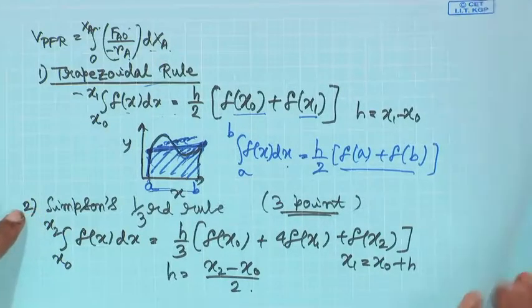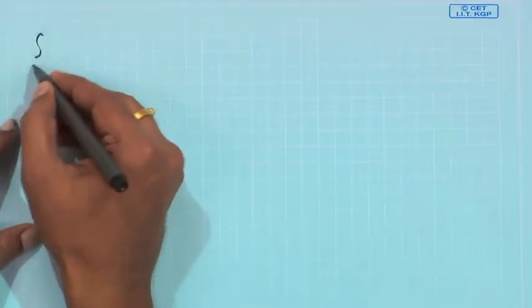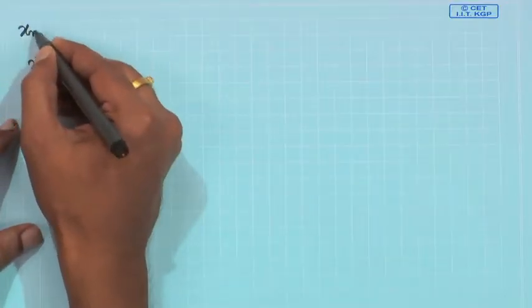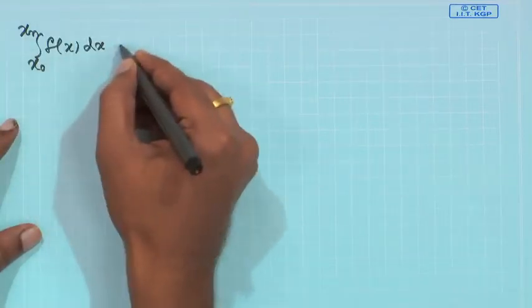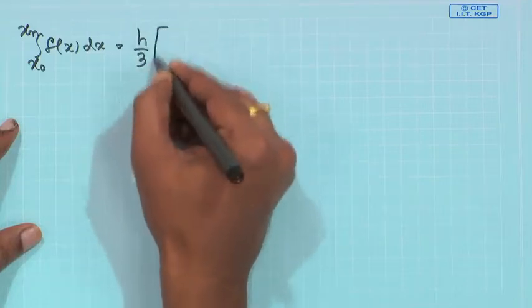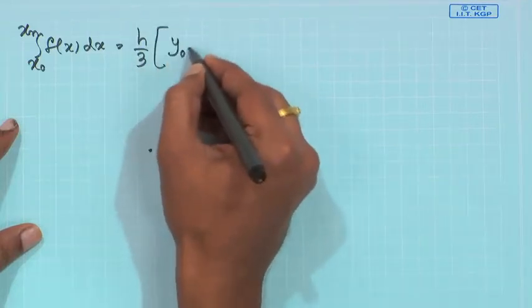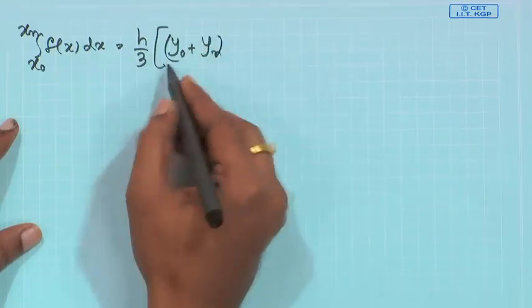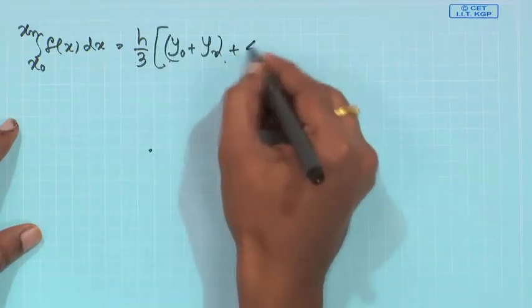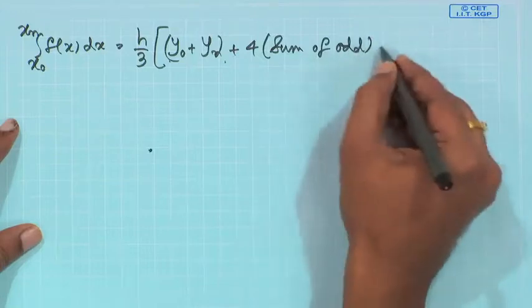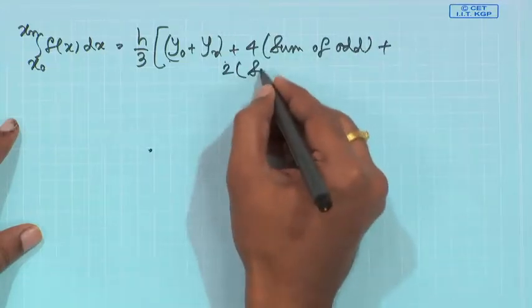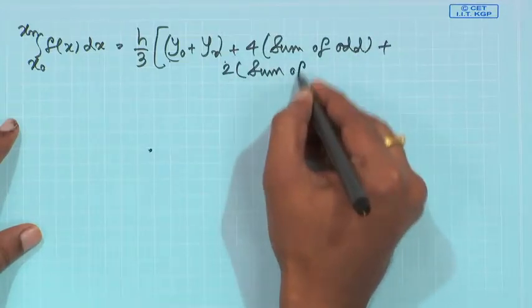And in general, the form of the Simpson's 1/3 rule will be, let us say you are integrating from x 0 to x n, f x dx, that will be equal to h by 3 into y 0 plus y n, so the first ordinate and the last ordinate, plus 4 into sum of odd ordinates plus 2 into sum of even.